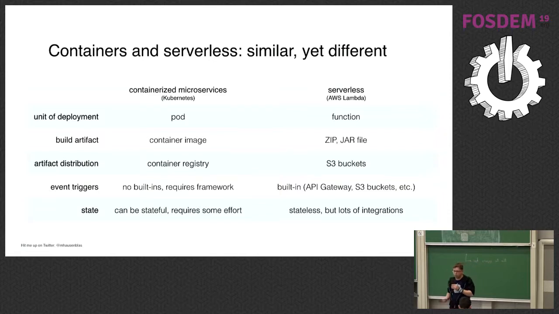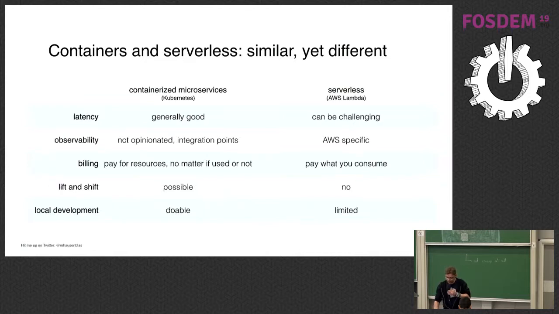In case of Lambda, it's stateless, right? There is no state in that function. Latency-wise, can be sometimes challenging. Get back to that in a moment. Observability, obviously, you're a bit more locked in if you're using a cloud provider there. The main point, as I already mentioned, with serverless, you only really pay what you consume. And essentially, with all the stuff that I've been doing there, my bill was never more than 1 cent. That's pretty much it. The main point in terms of lift and shift, you can do that with Kubernetes. You can take an existing application, just put it in a container and run it. I'm not saying that's the best option, but you can. With serverless, you can't. You really need to re-architect.